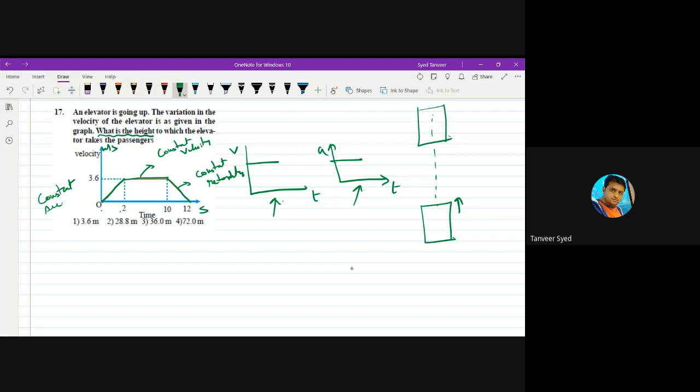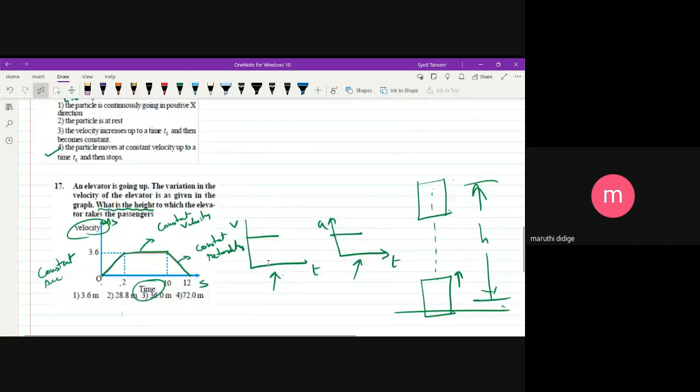Height to which the elevator takes the passenger. Let us say it starts from here and goes to this point. We want this height, which is nothing but displacement. So ultimately, you have a velocity time graph, and from that velocity time graph, you want displacement. What do you do?